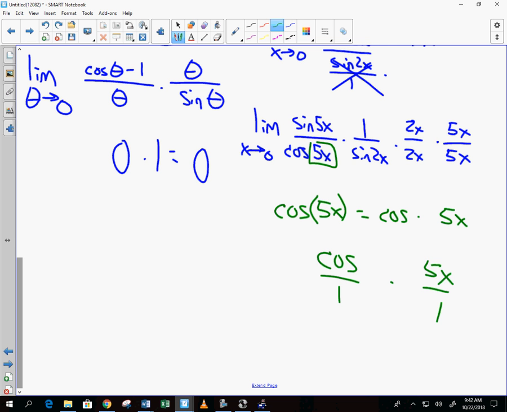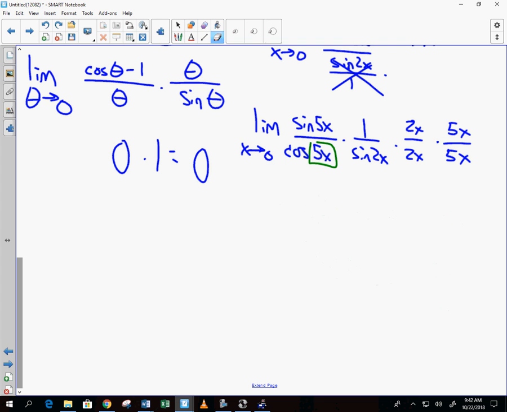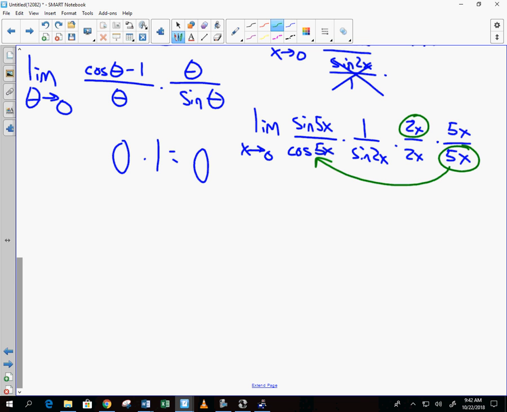I want sine of 5x over 5x. Now I have a 5x. Let's worry about the cosine in a second. So notice what I'm going to have. I'm going to erase this green. So we have cosine of 5x. I'm going to grab that 5x. Where do you think it's going to go? It's going to go right over there. I'm going to grab this 2x. Where do you think it's going to go? It's going to go right there. Now, don't worry about the rest of the stuff. It'll get figured out.